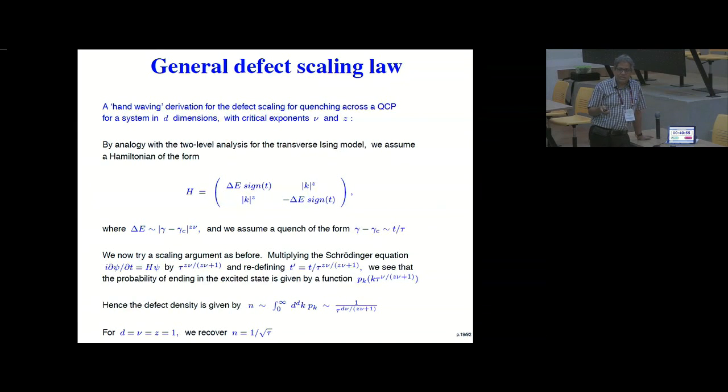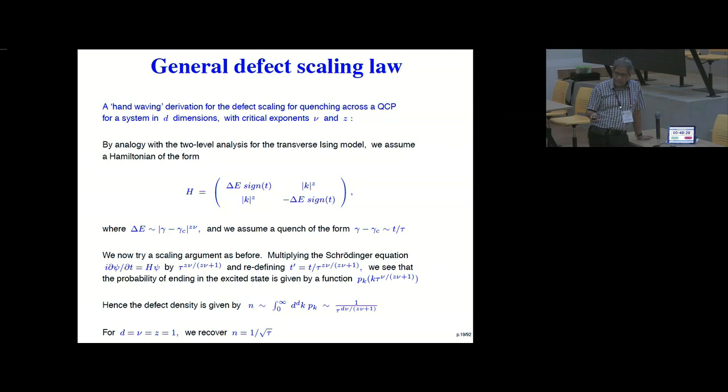So now we just do a scaling argument just as before. That's why I gave you this scaling argument in the previous slide. You look at what power of tau you have to multiply throughout by so that you end up with a single dimensionless parameter. So you discover that you have to multiply the Schrodinger equation by tau to the power z nu over z nu plus 1, and redefine the time t to t prime in this way, then you get the Schrodinger equation where there's a single parameter.